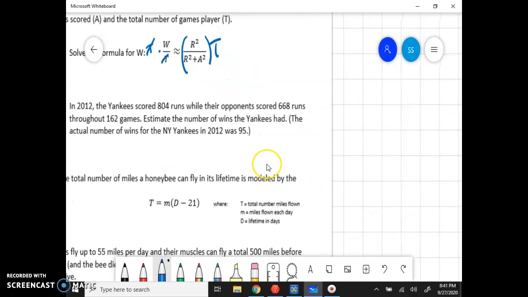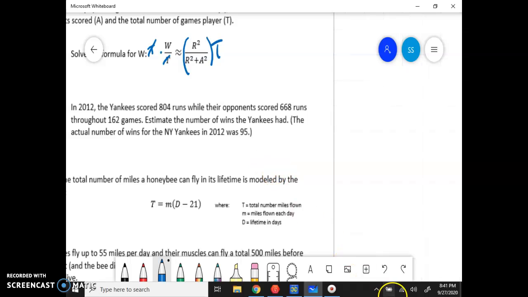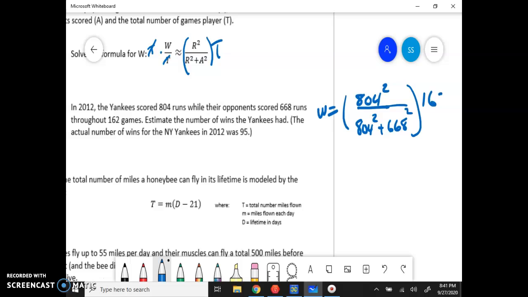So let's go ahead and plug this into our formula. I'm going to go over here because I've got more room. Wins is equal to R squared. Runs was 804, so 804 squared over 804 squared again, plus 668, that's the opponents, squared as well, and then we multiply this whole thing by 162.